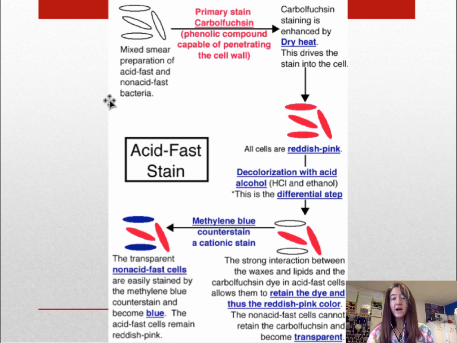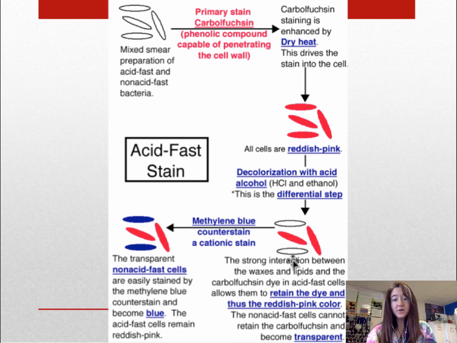We're then going to decolorize, rather than with ethanol, with acid. So make sure you grab the little bottle for decolorization called acid alcohol. This is a hydrochloric acid mixed into ethanol. So be certain to recognize the difference between this and regular alcohol. This is your differential step because, of course, those bacteria that are mycobacterium, they're going to hold fast to the carbolfuchsin, whereas those bacteria that are non-acid fast are going to let it go. Then we're going to have clear non-acid fast cells and pink acid fast cells.